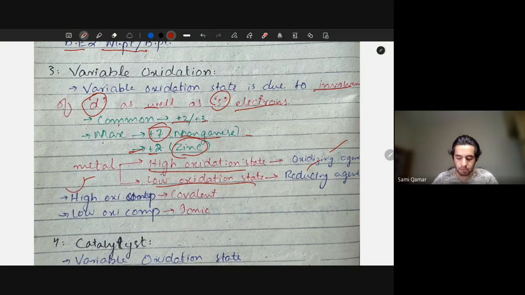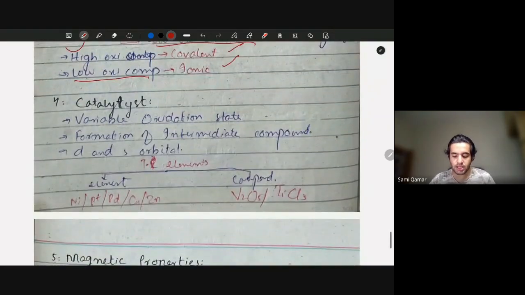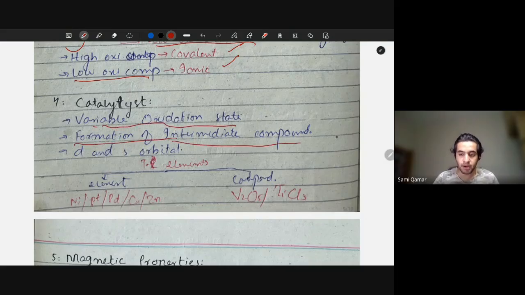So high oxidation compounds will be covalent and low oxidation compounds will be ionic. Okay. Now we talk about catalyst. The d block elements can act as catalyst either freely in the form of elements or in the form of compounds. Why will they act as catalyst? Because they have variable oxidation states, so they form intermediate compounds. That's why they are known as catalysts.